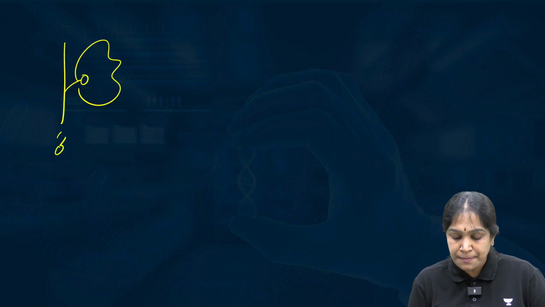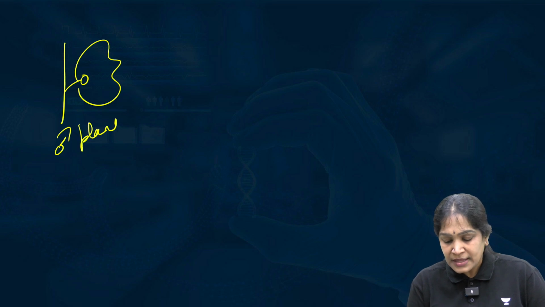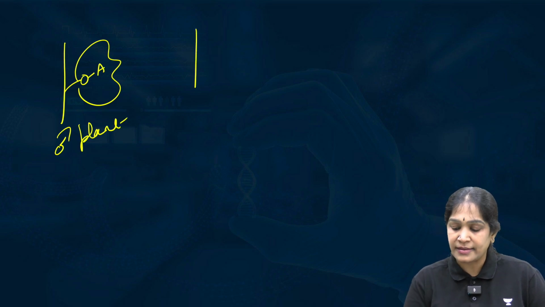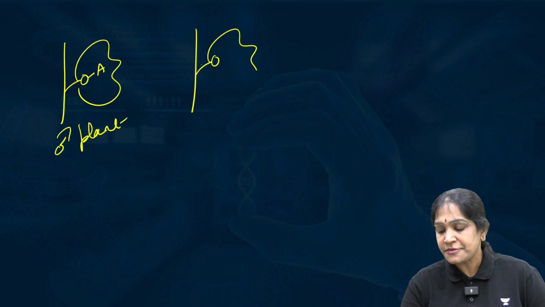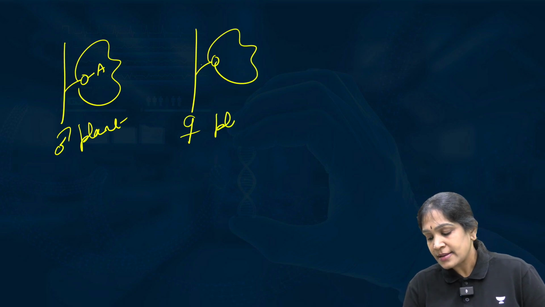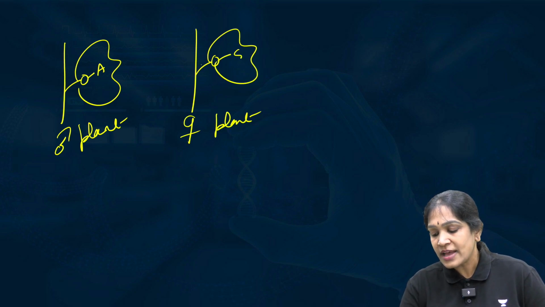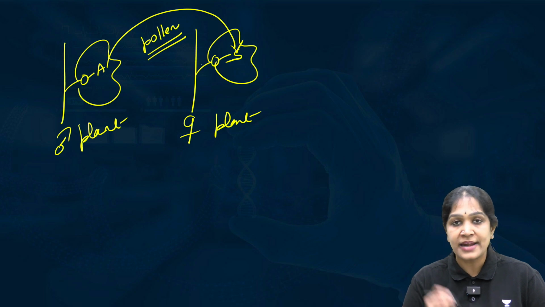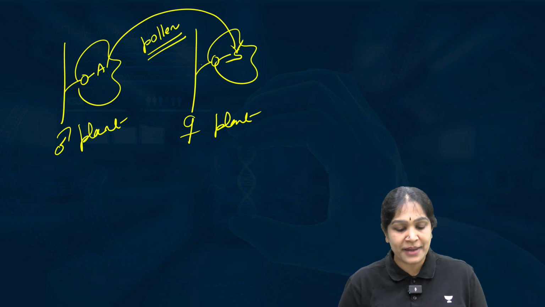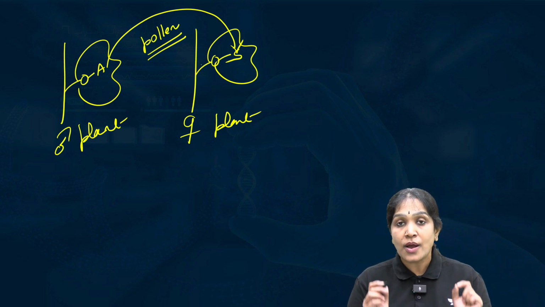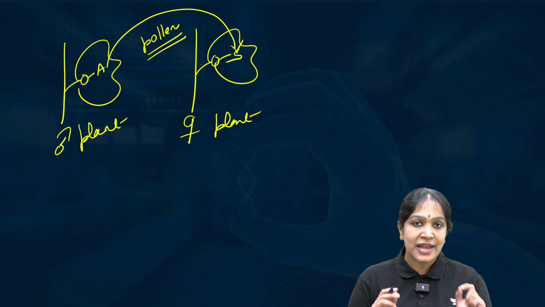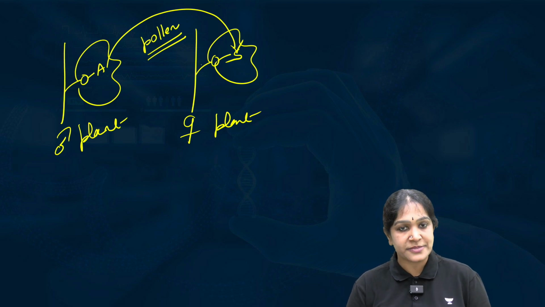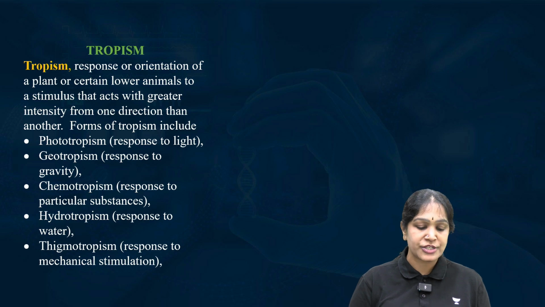Now let us suppose this is the male plant, having the anther, and this is the female plant, and here you have the stigma. Then the pollen grain will transfer from the anther of the male plant to the stigma of the female plant. That is called cross-pollination. So pollination is of two types, self-pollination and cross-pollination.